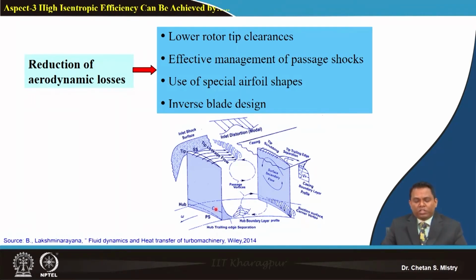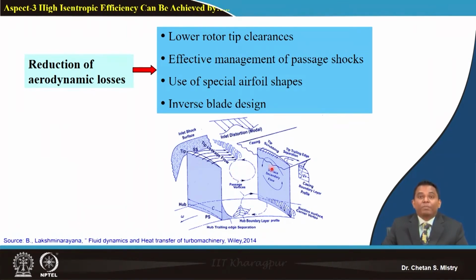So here is one nice representation of a loss model. It shows what is happening with our flow near the hub region. We can understand this is representing the suction surface corner vortex. We will have growth of boundary layer because of the presence of a solid body. We will have differential pressure between the suction surface and pressure surface, which leads to the passage loss or passage vortex. That is what will be forming.